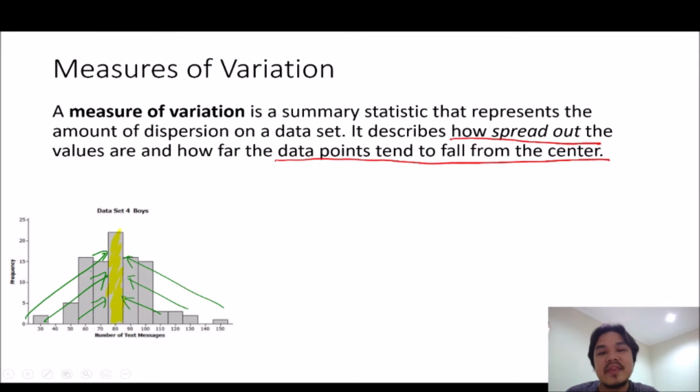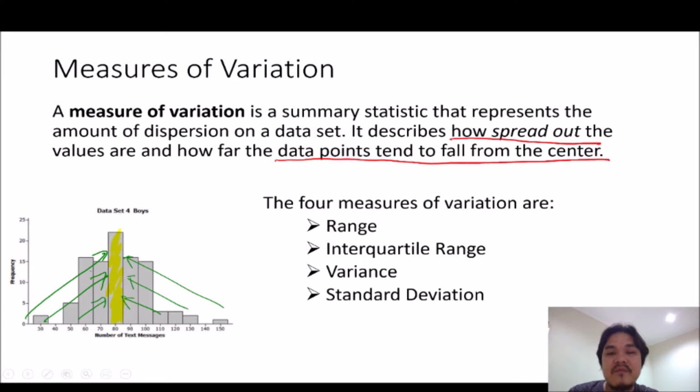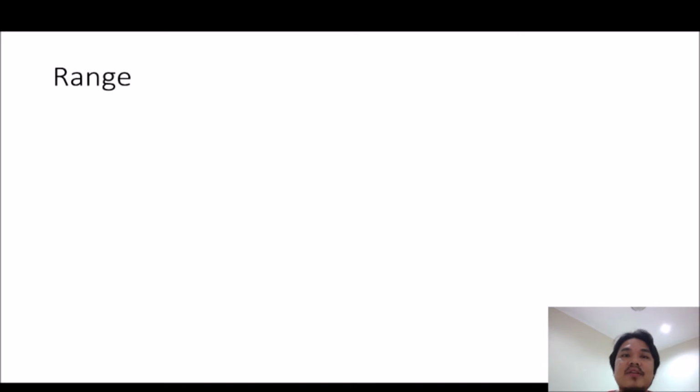Okay, and then there are four measures of variation. These are the range, interquartile range, variance, and standard deviation. For this video tutorial, we will discuss first the range and interquartile range. So let's start with the range.